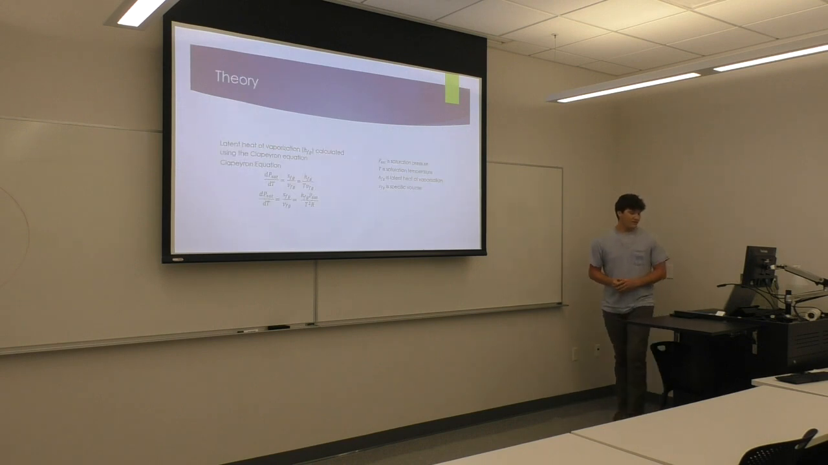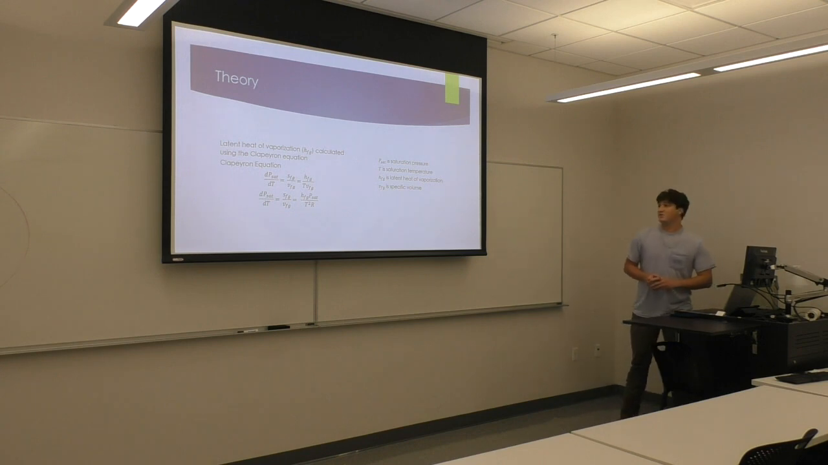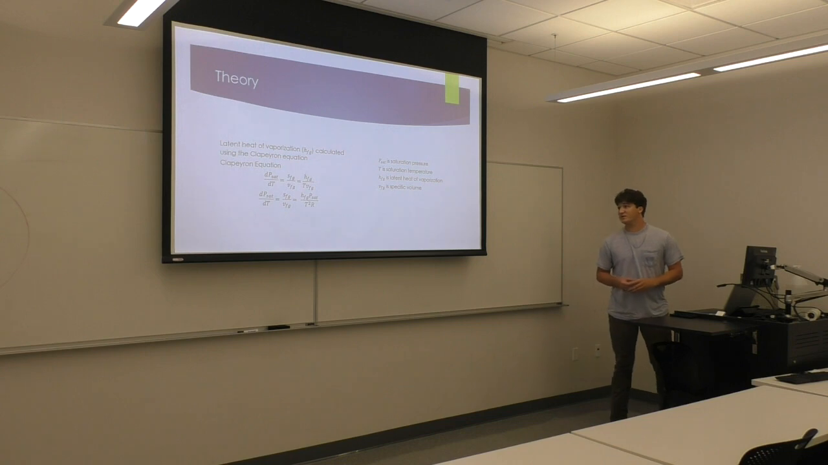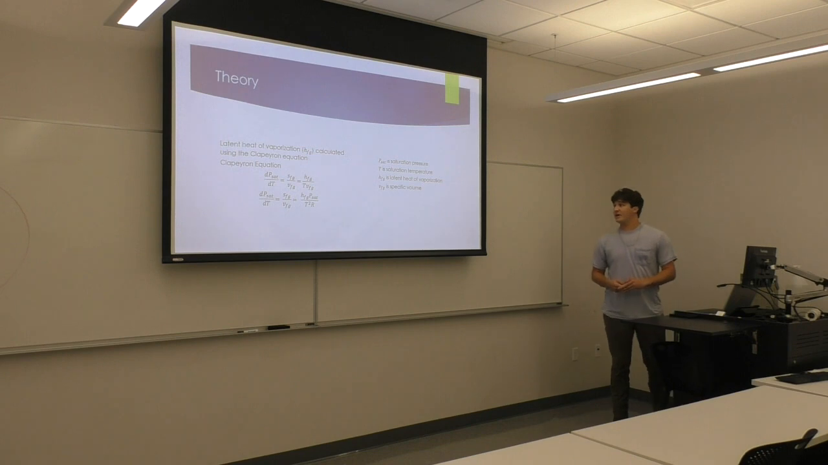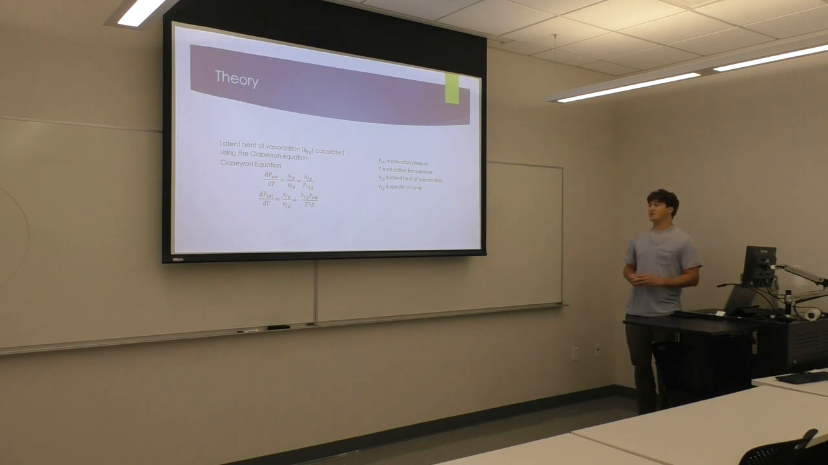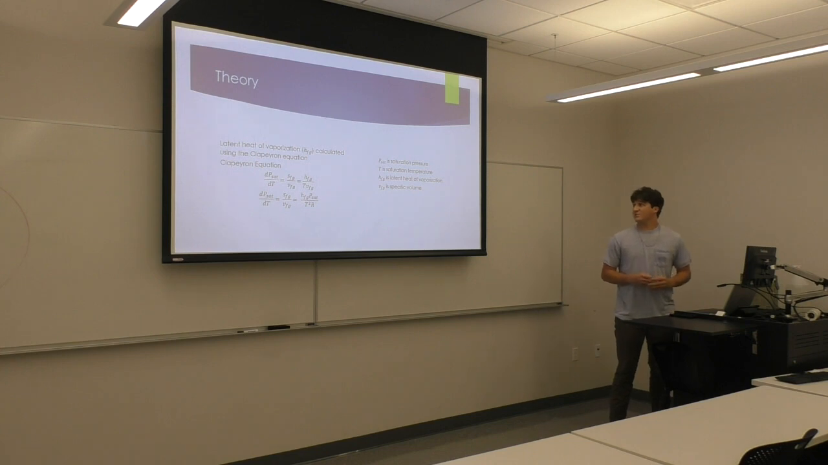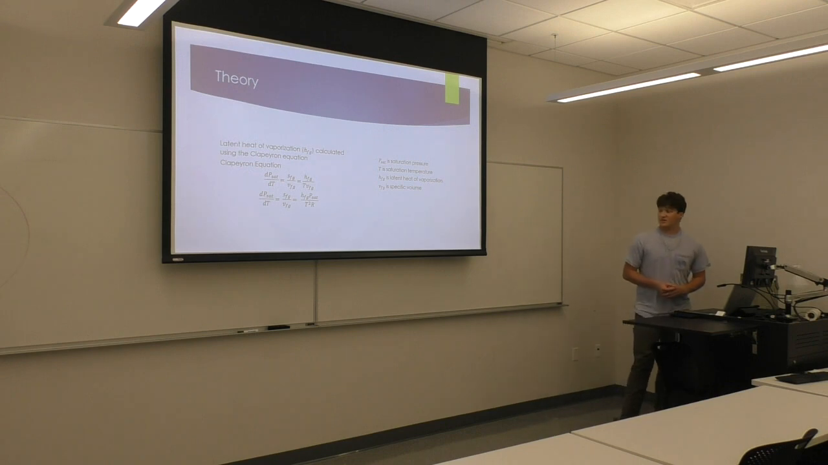In theory, latent heat of vaporization is calculated using the Clapeyron equation, which is dPsat over dT is equal to SFG over VFG, which is equal to HFG over T VFG. The ideal gas equation below it is very similar, as said before, but you're using your ideal gas constant. Your Psat is your saturation pressure, T is your saturation temperature, HFG is your latent heat of vaporization, VFG is your specific volume, and SFG is your entropy.